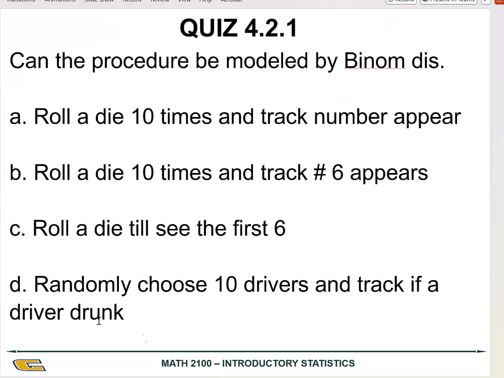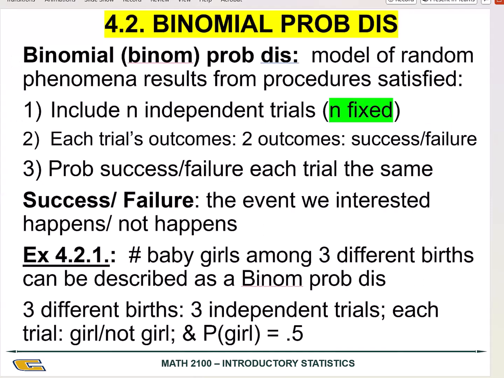How about D? You randomly choose 10 drivers and track if the driver is drunk. So at that time, you can think that you're a policeman, right? And you just go outside and go to each corner of the street, 10 different random streets you choose, and you check if the driver is drunk or not. So let's see if it can be modeled by the binomial or not.